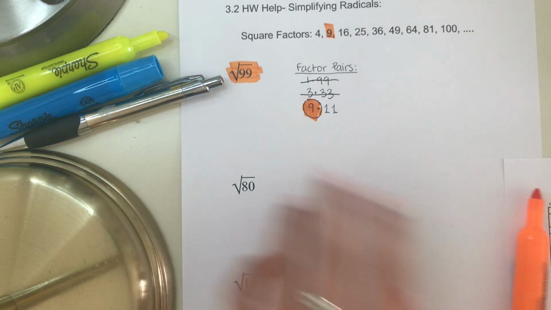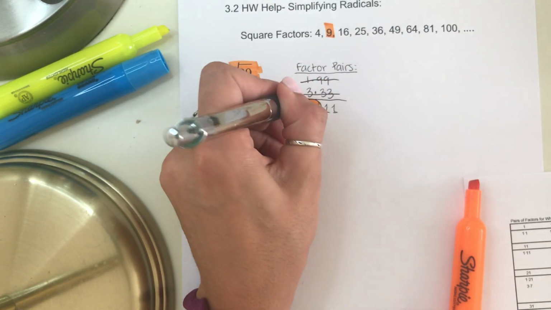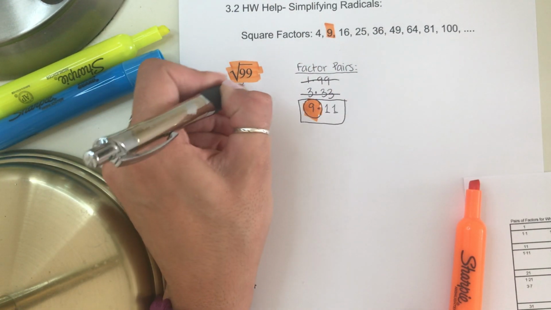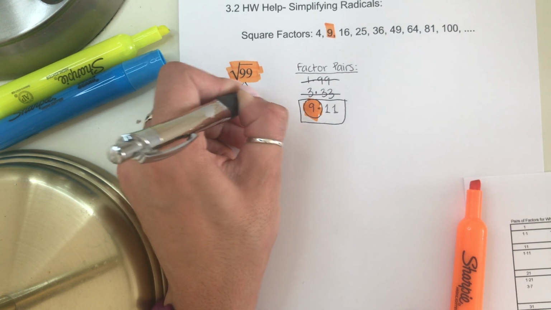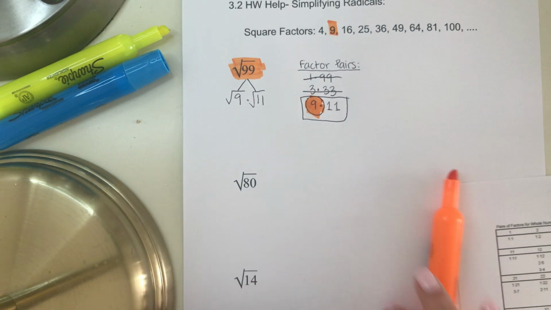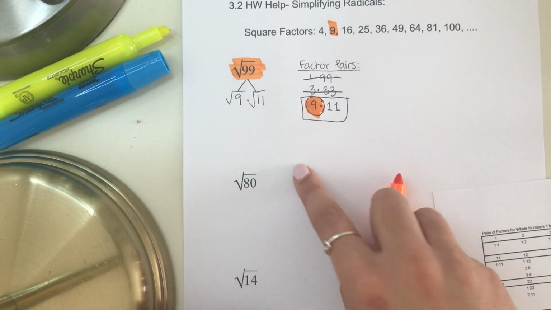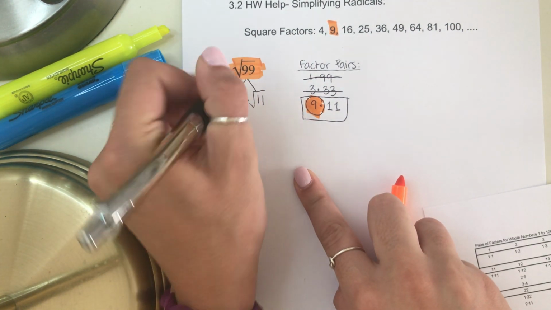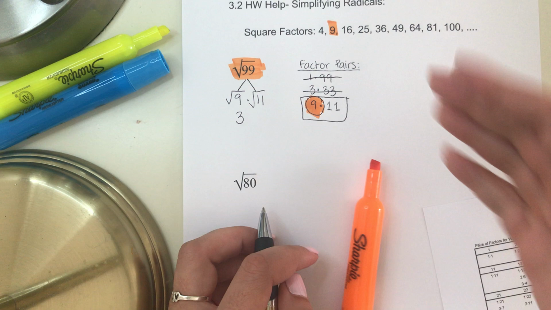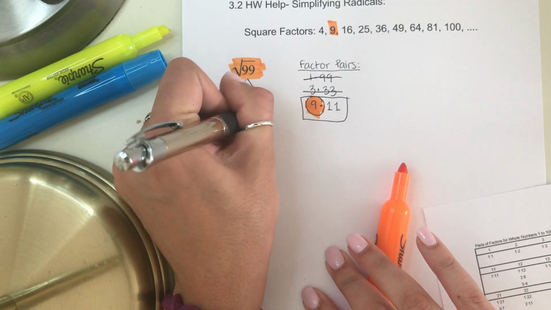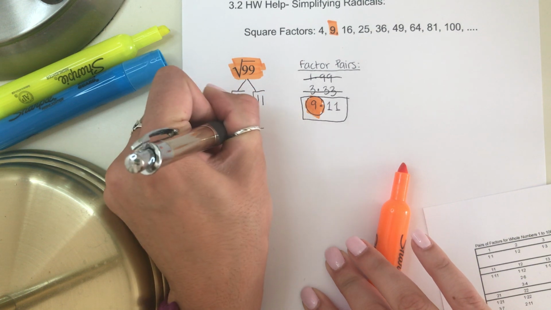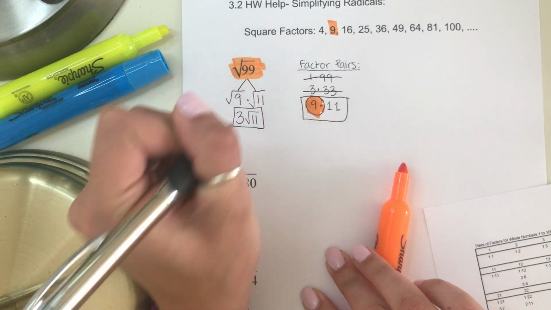So that is my pair that wins. So I'll put that in a little box and branch out here. So now I've got the root of 9 times the root of 11. The square root of 9 is 3. And when I square root a number which is a square factor, I get to take it out of its radical, so it will just be 3 root 11. And that is how we say our answer.